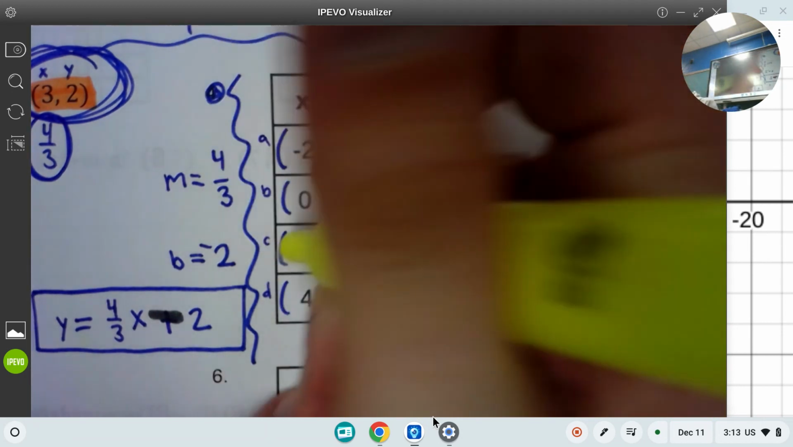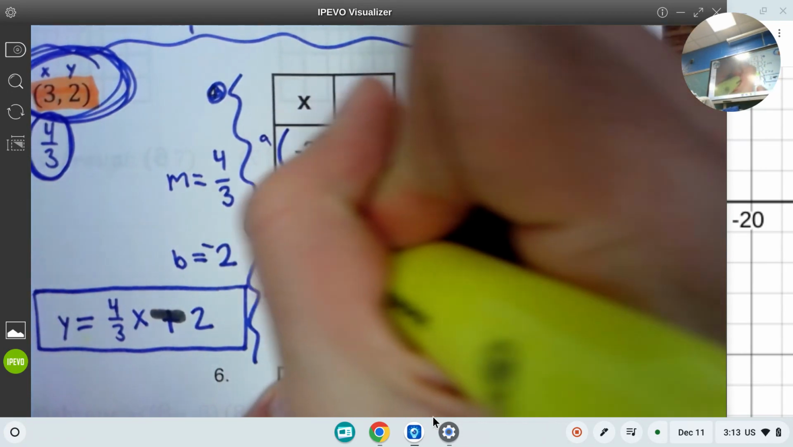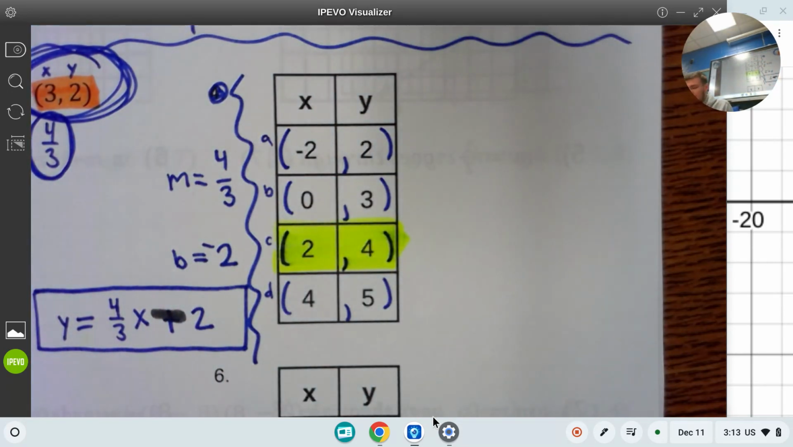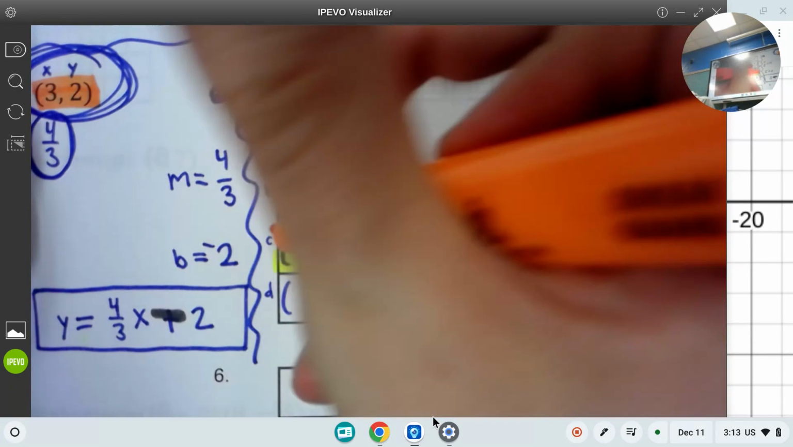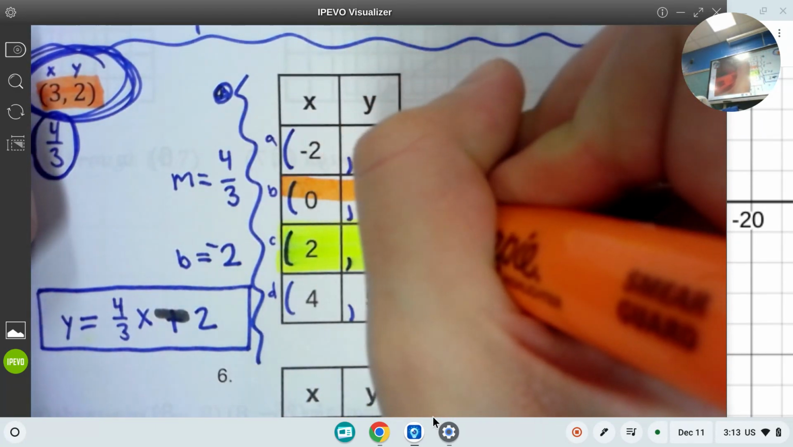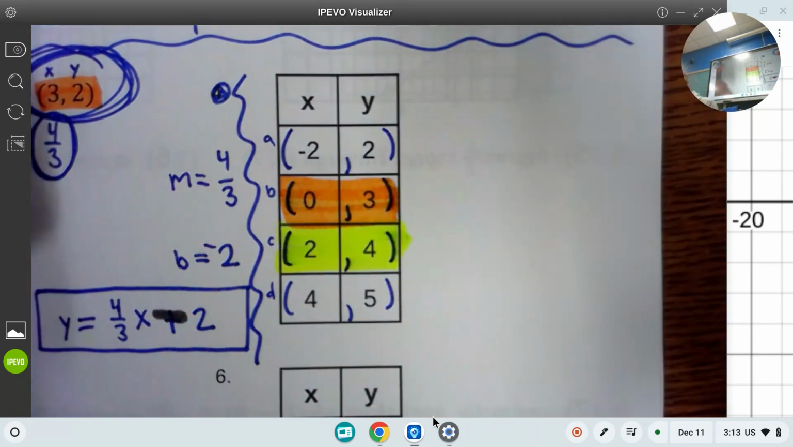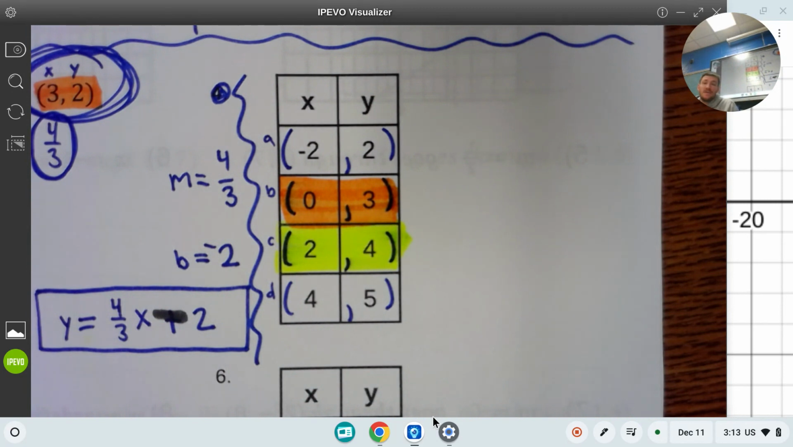I heard C, so I'll pick C. Anything else? Sure, some people said B, some people said A. I'm going to go with B because I like zeros. I think it's always good to get practice with zeros. But if you want to do A, then just do A. You know what I'm saying? Either way, it's all good.